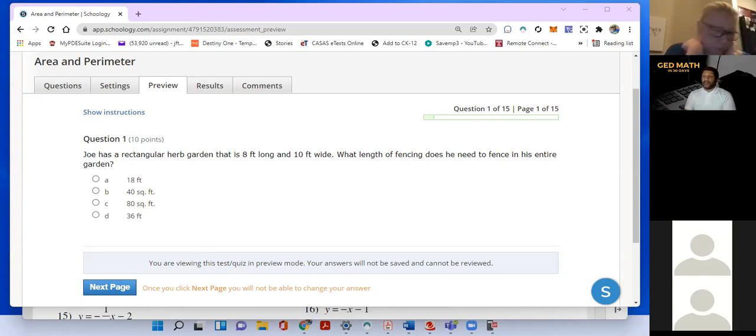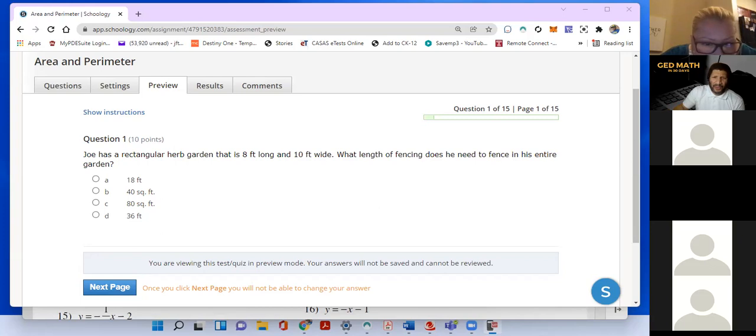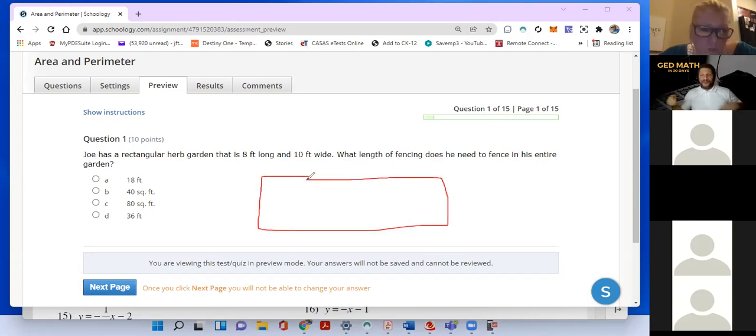So how do we know if this is area or perimeter? What words in this question will give us a clue whether this is area or perimeter? Somebody please help me, because sometimes I have problems with this. Fencing. And what does fencing do? You go around. Fencing goes around. Perfect. That's the word I'm looking for. And that's how you know, because what is perimeter?